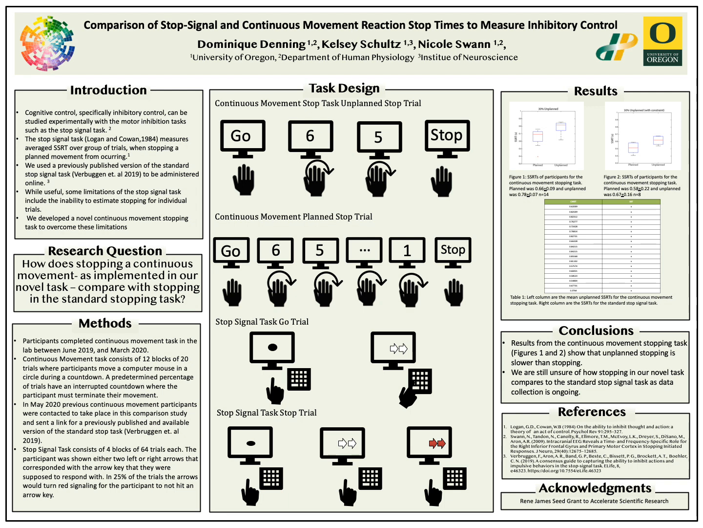So in 1984, Logan and Cohen developed the stop signal task, which was a motor inhibition task to measure inhibitory control. This task measures an average SSRT over a group of trials when a participant stops a planned movement from occurring. This has been one of the main ways of measuring inhibitory control over the past few decades.